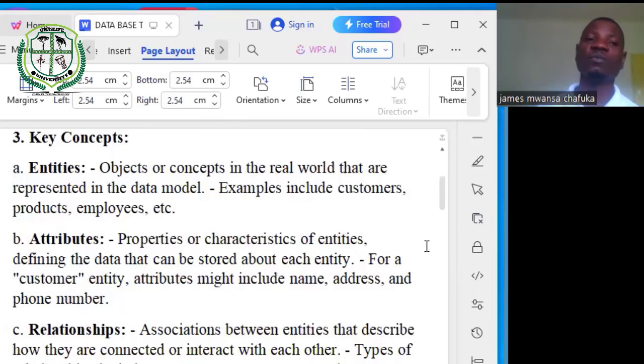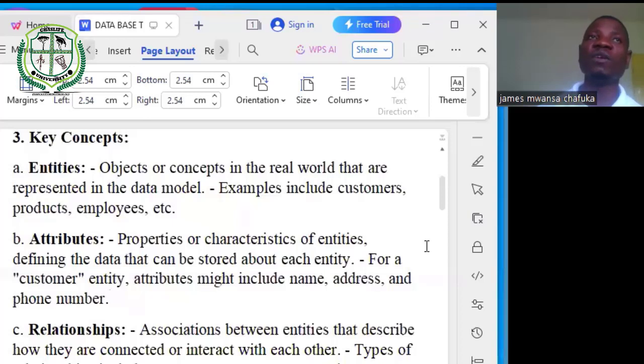So under the key concepts, we have the entities. When you talk of entities here, the entities emphasize objects or concepts. So now the entities focus on objects or concepts in the real world that are present.